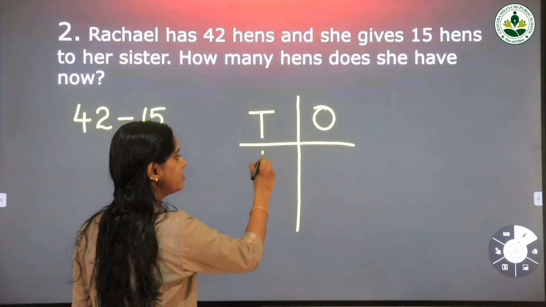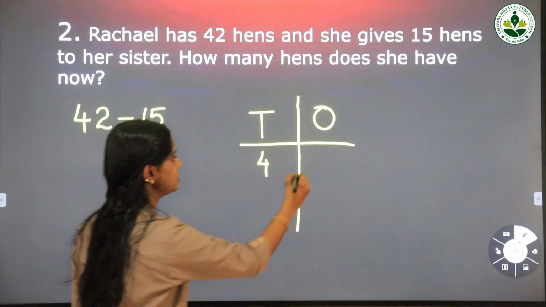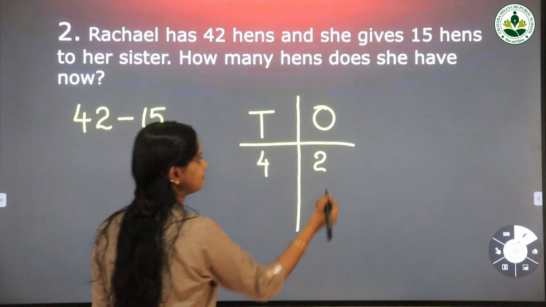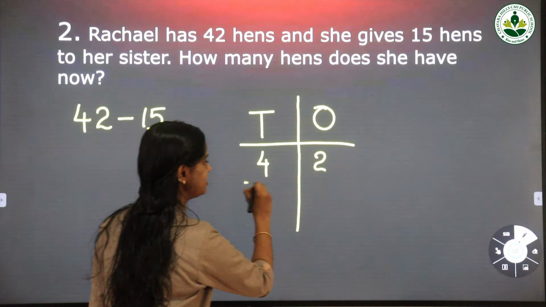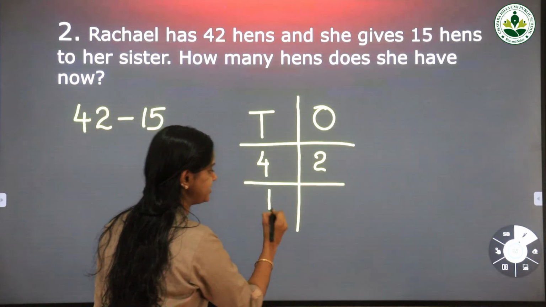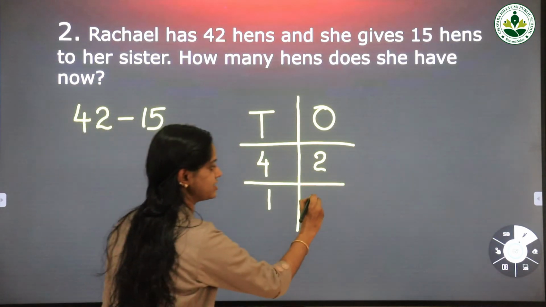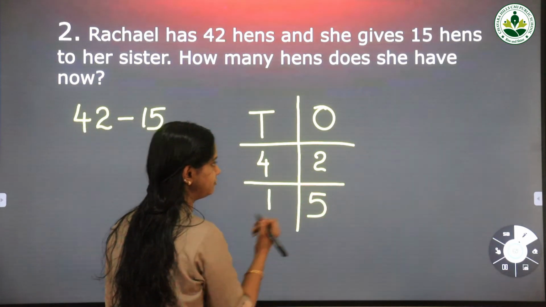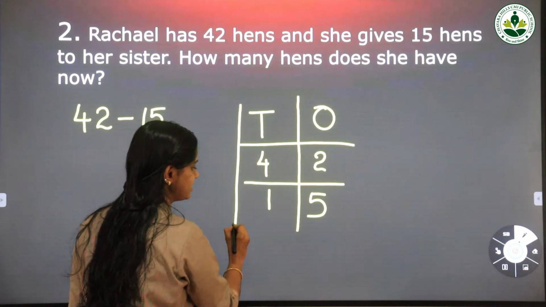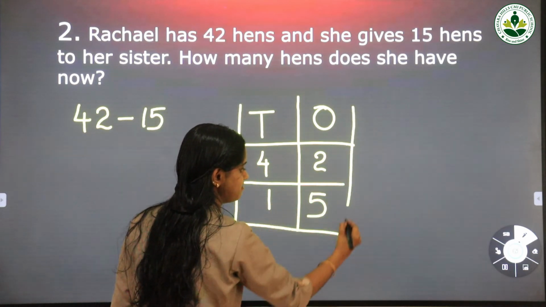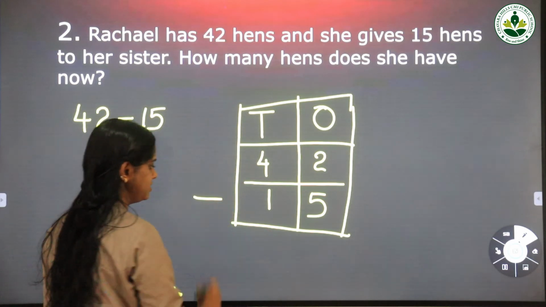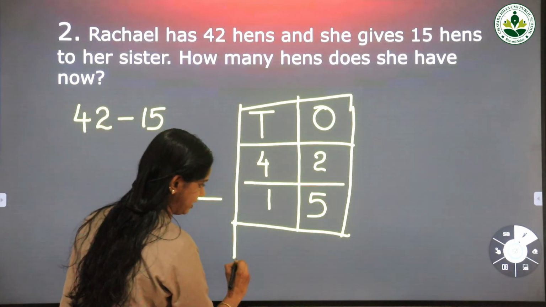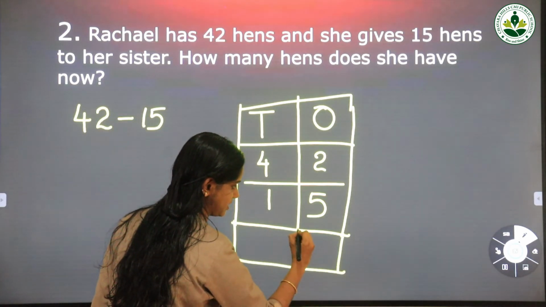42, 4 tens and how many ones? 2 ones. And 15, how many tens and how many ones? 1 ten and 5 ones. Next we put the subtraction symbol. This is the subtraction symbol. Okay, let us start our subtraction.